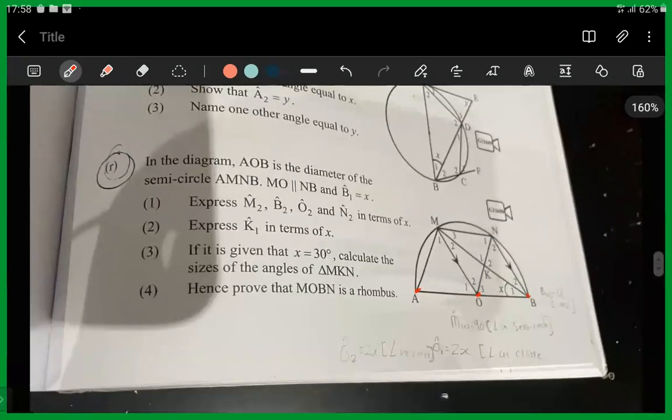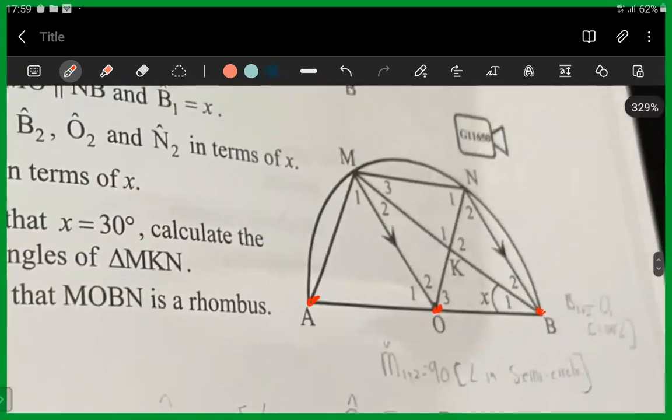The idea is, even though they're talking about a semicircle, it still means all the properties of the circle still apply. You see, that's what we should just remember. All the properties of the circle still apply. So here, this is a diameter, and if that's a diameter, well, any angle that is subtended by this diameter is going to be 90 degrees.